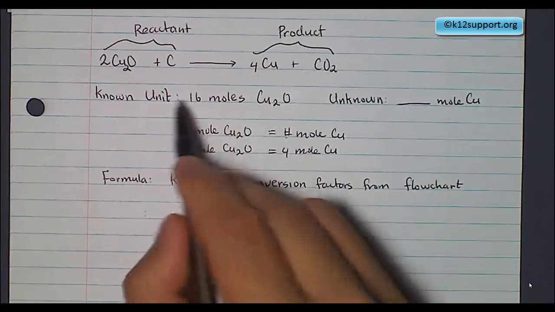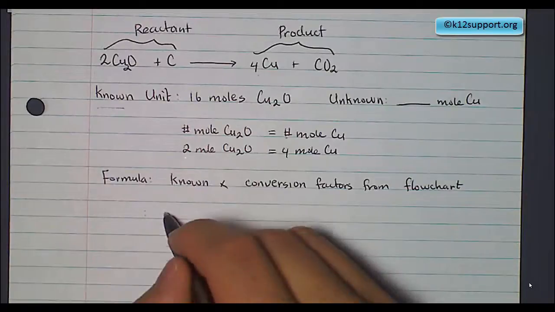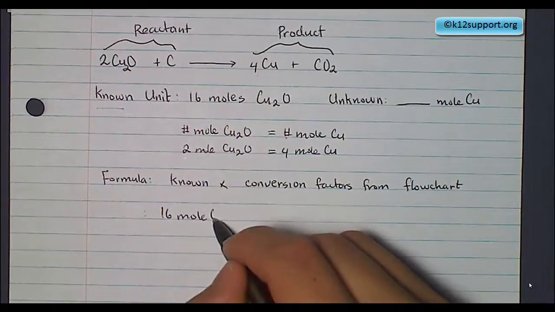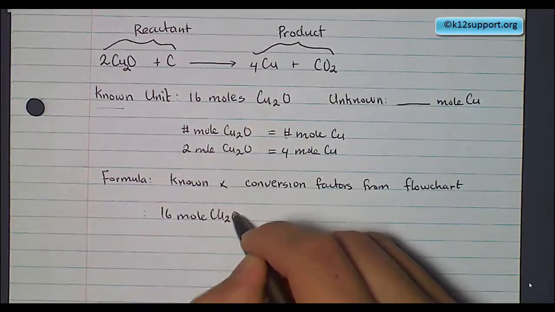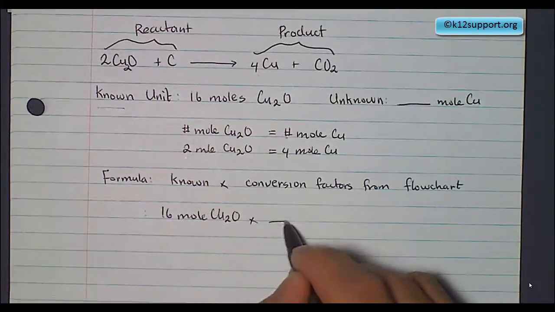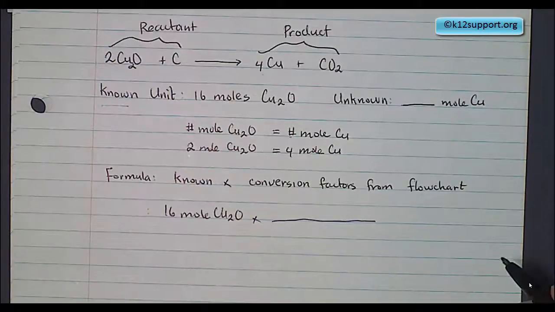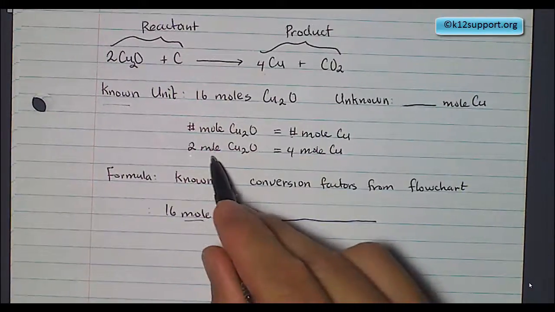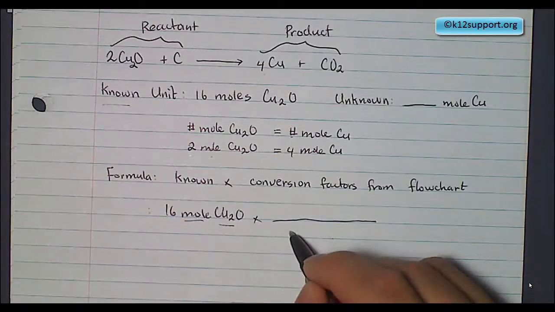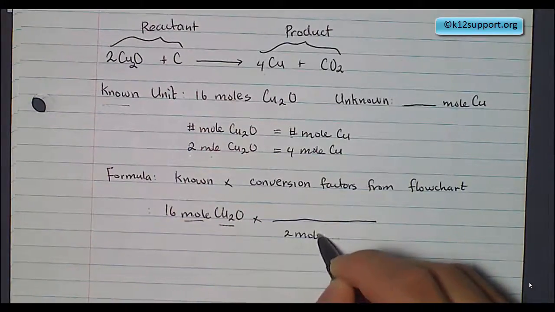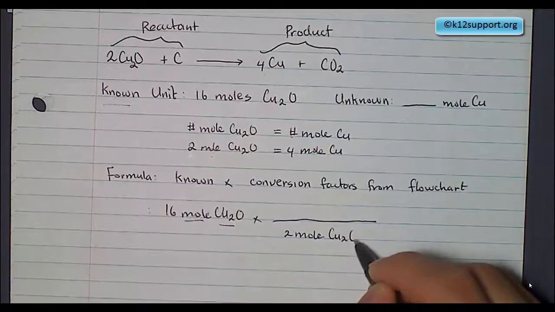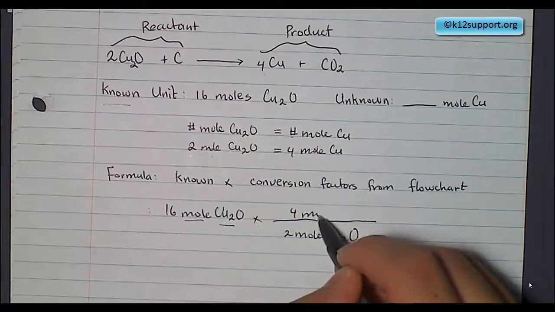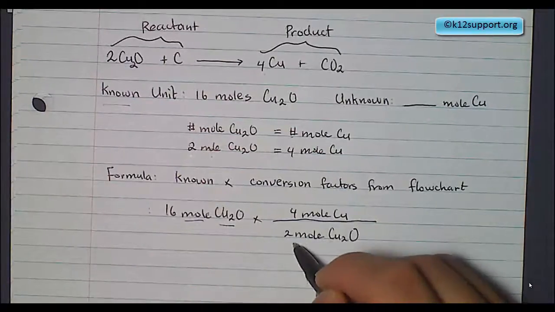So your known is 16 moles of copper oxide, and therefore we have to cancel that out. So we have moles of copper oxide on the bottom. Looking back at your conversion factor, it has to be on the bottom in order to cancel out. Specifically 2 moles of copper oxide. The 2 is from the balanced equation. And on top is the leftover, you have 4 moles of copper.